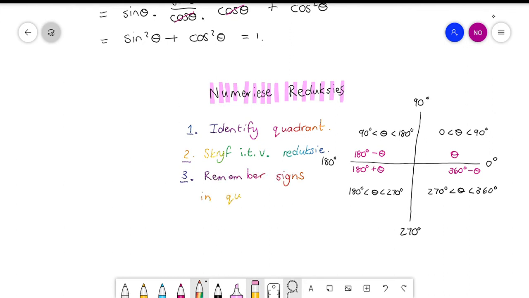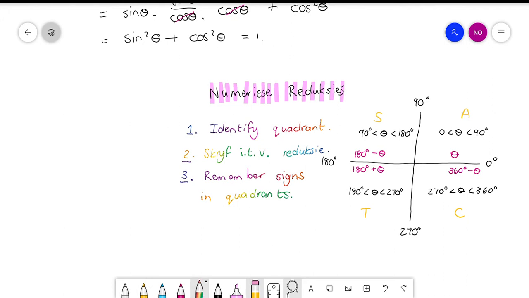I know, there it goes. Remember the different signs in the quadrants? So those are what I'm talking about. Cos is positive in 4. All of them is positive in 1, etc.